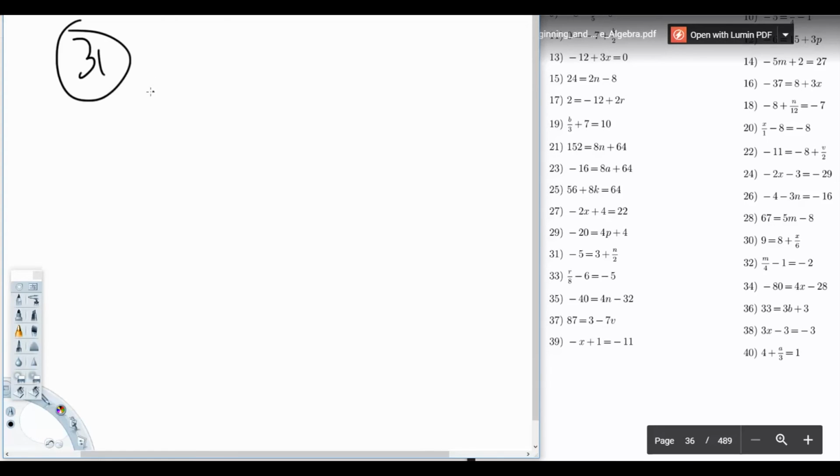31 now. Minus 5 equals 3 plus n over 2. We're going to get rid of this 3. So subtract 3 on both sides. This crosses out. Minus 5 minus 3 equals minus 8 equals n over 2. To get rid of this 2, we're going to have to multiply both sides by 2.